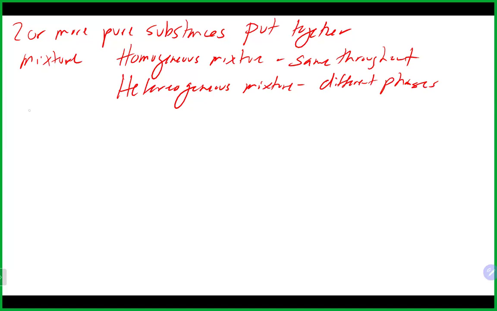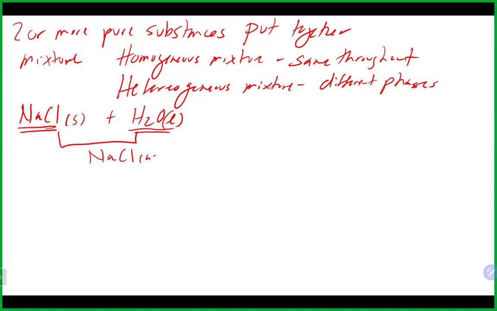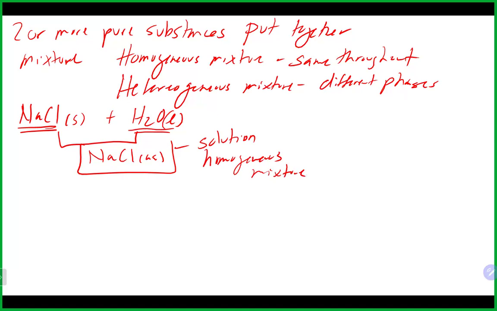So for example, if we took some sodium chloride solid and we put it together with some liquid water, that is a pure substance of sodium chloride. That is a pure substance of water. Once again, if we put it together, the sodium chloride will dissolve in the water and make a sodium chloride solution, which is a homogeneous mixture. So the mixture there is our sodium chloride solution. You can't really see the sodium chloride anymore at that point. It just looks like water basically in there.